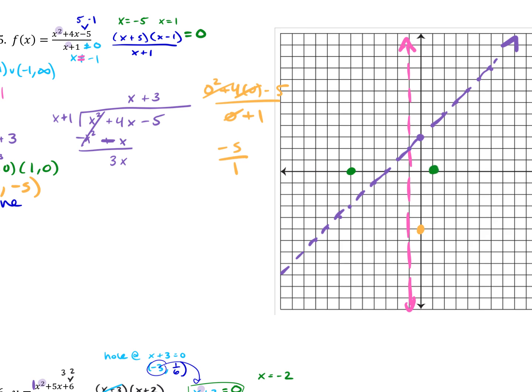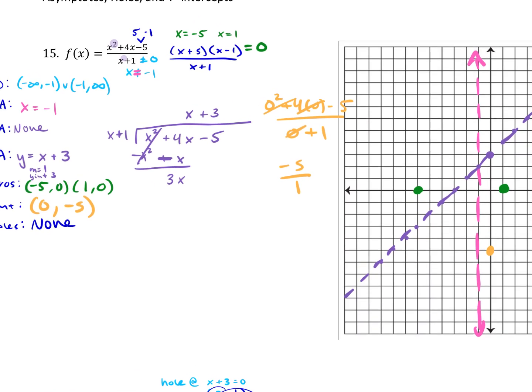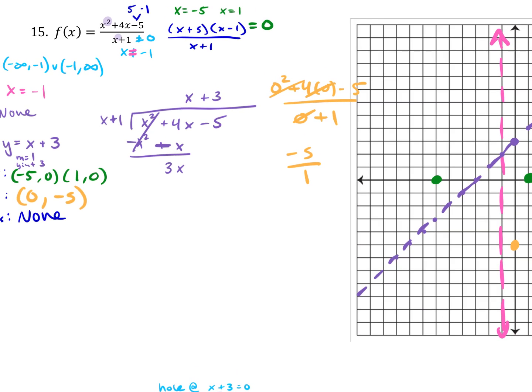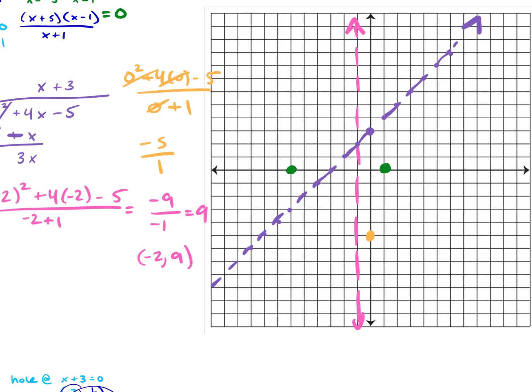Left side of your vertical asymptote and plug in a couple numbers on the right side. So we could plug in something like -2. So I have -2 squared plus 4 times -2 minus 5 over -2 plus 1. So this would be 4 minus 8 would be -4, minus 5 would be -9 over -1, so we get 9. So I plugged in -2 and got 9. So I'm going to go to the left to -2 and up 9.